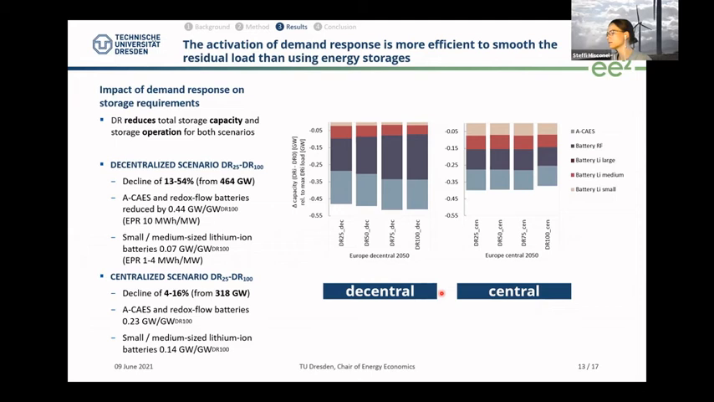And for the decentralized case, we can see that energy storages with a higher energy power ratio, so the compressed air energy storages and the redox flow batteries, which have an energy power ratio of 10 megawatt hour per megawatt, are more substituted in the decentralized system, as demand response can balance the daily and seasonal fluctuations caused by PV more efficiently in this scenario. And while short-term storages in the decentralized scenario are still needed to a certain extent, as the surpluses from the midday hours need to be shifted into the evening hours, in the centralized system, all types of different energy storages are substituted in a similar range due to demand response.